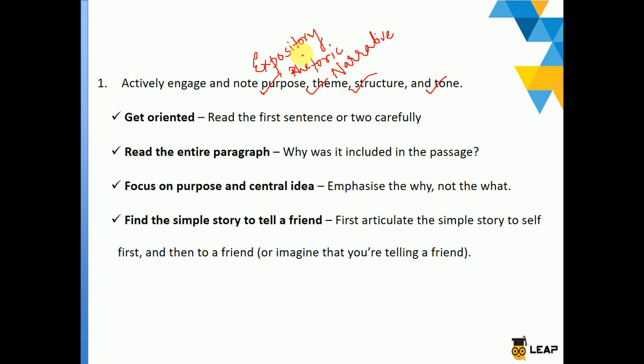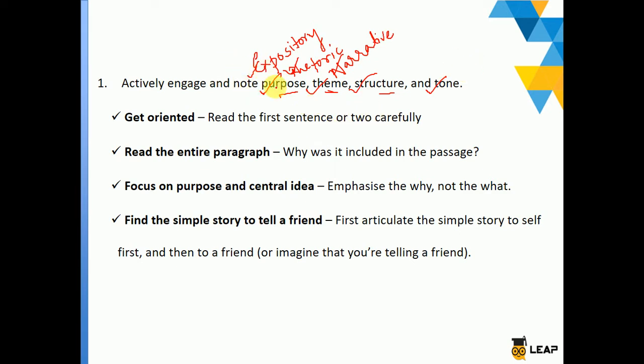Now, depending on the type of text, which is these three, the purpose is very different for each author, and accordingly the central theme will also be different. So the purpose and the theme are interconnected, as is the structure, which we will get to, of course. So when you start reading, the very first thing that you must start to do is engage with the passage and pick on these 4 points.